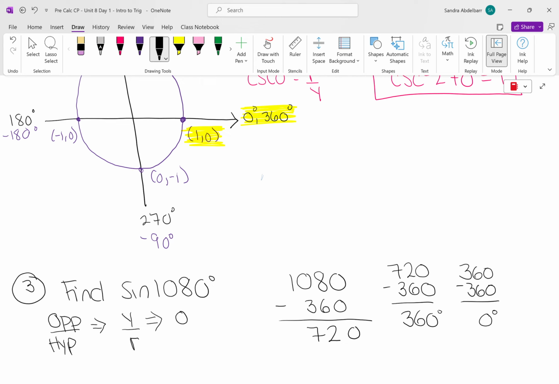All right, do we all agree our y coordinate is 0? And the radius is always 1. So what's the sine of 1080? 0. 0 degrees, just 0. And that's it.